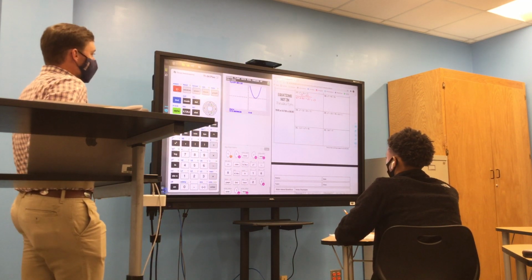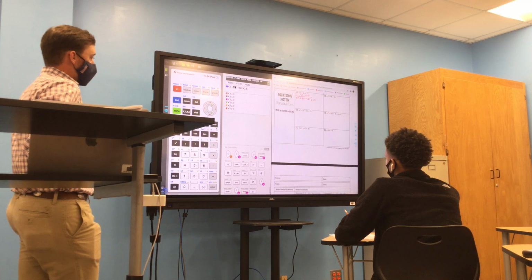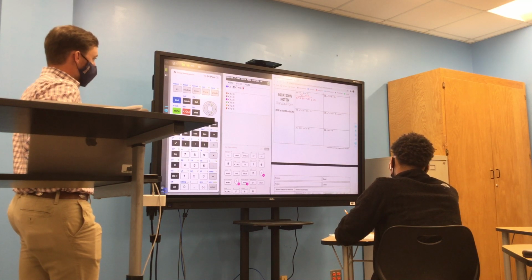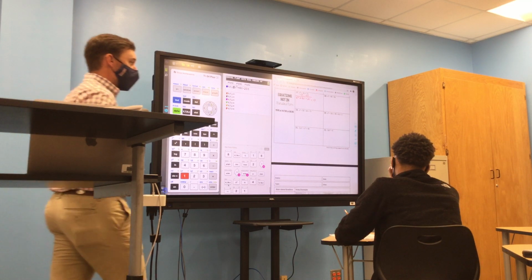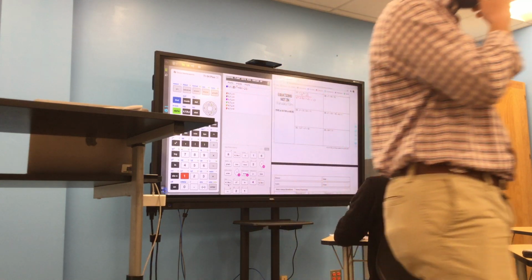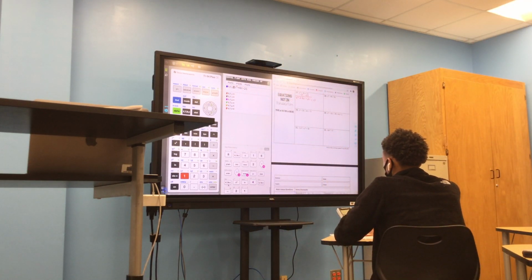So go up to y equals, and clear that out. And you should type in x squared plus 4x minus 21. That should be in y1. So type in x squared. Alright, so your y1 should look like my y1.